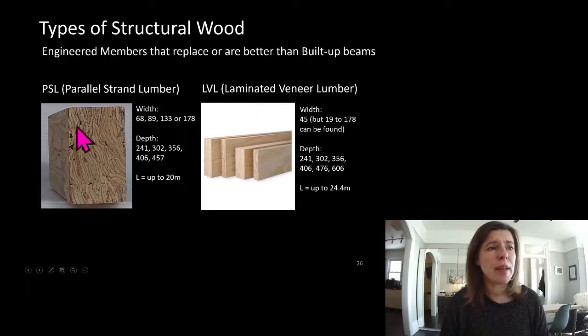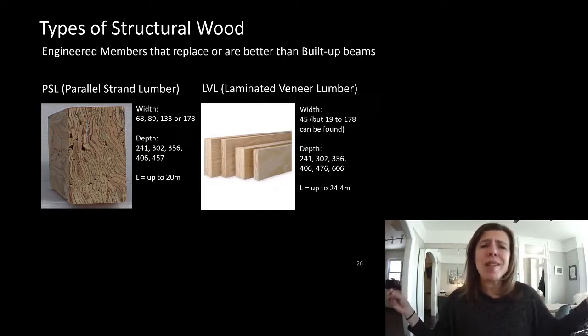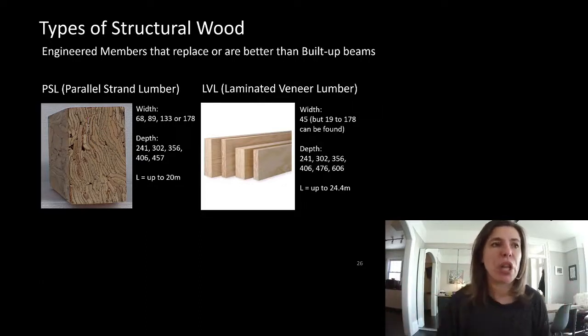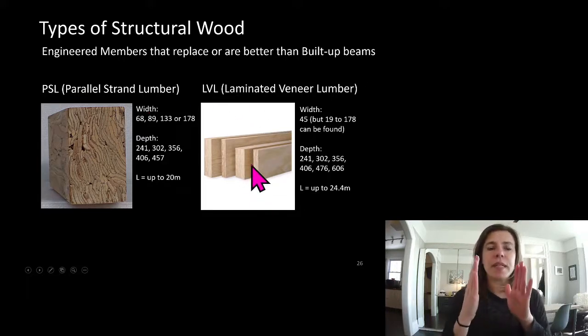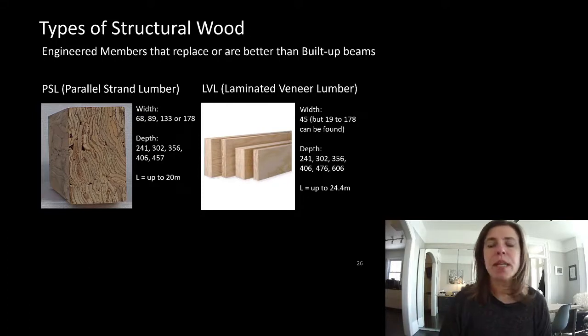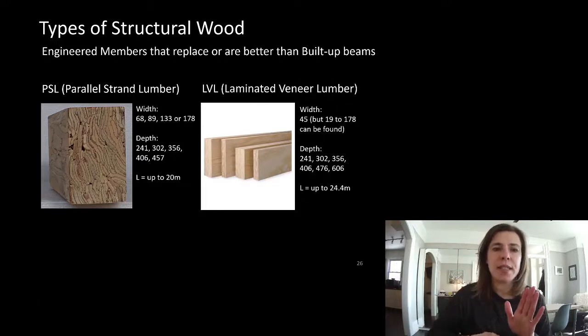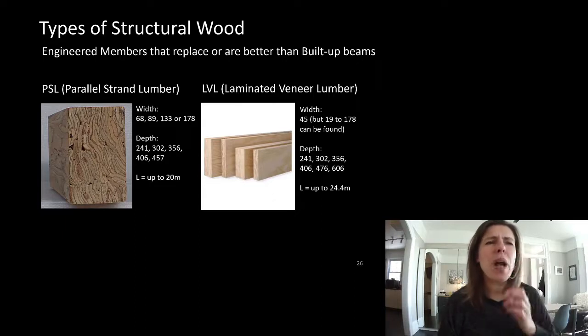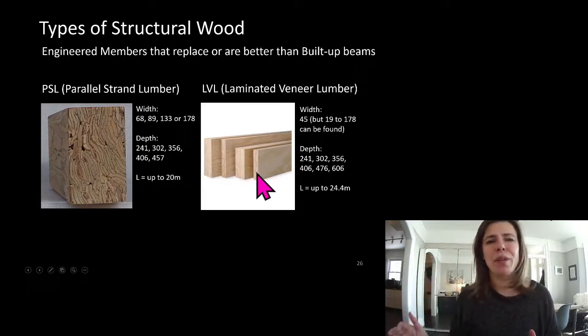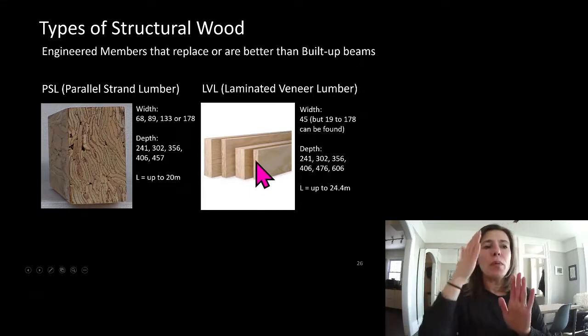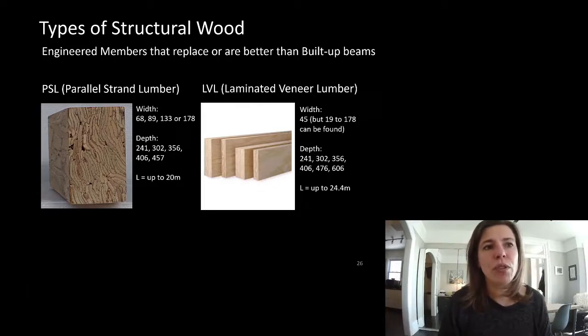Parallel strand lumber literally looks like you took a bunch of apple peels and stretched them out as close as you could and then filled it all up with glue. Laminated veneer lumber looks more like a series of beams. They look more like you've taken thin sections of wood and glued them together. Kind of like a beam version of plywood. But plywood can also be sort of like CLT. So it's basically we've oriented all the strands in the strong direction.